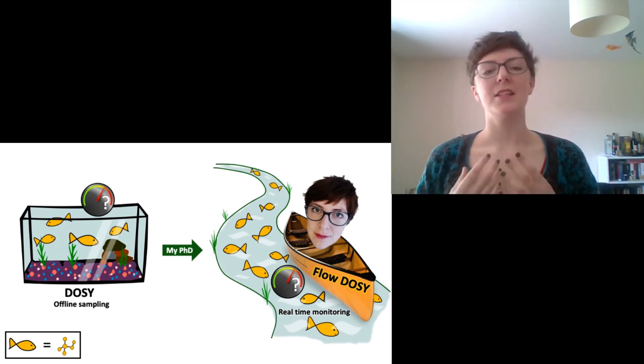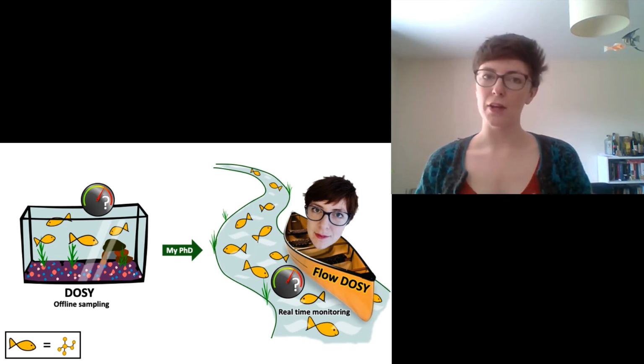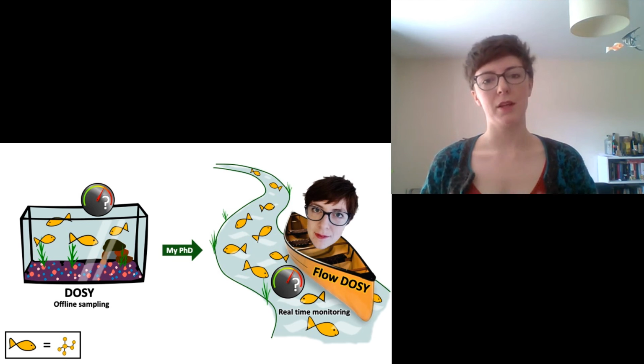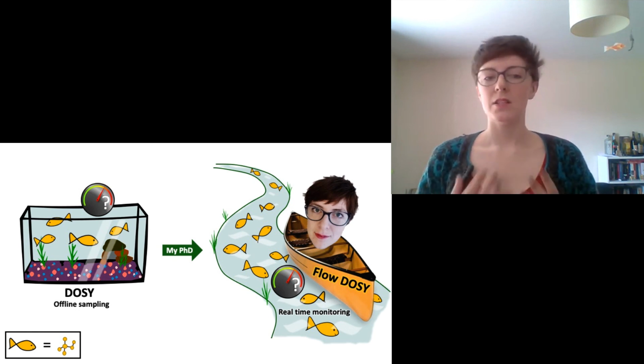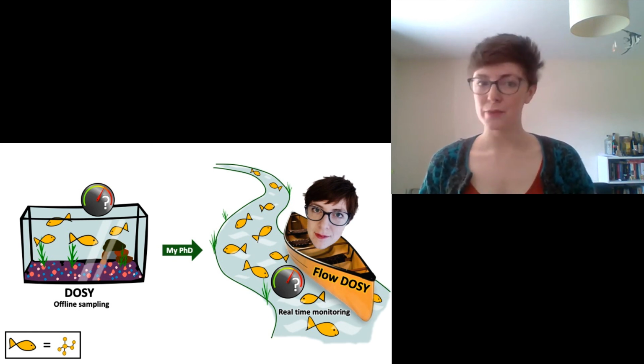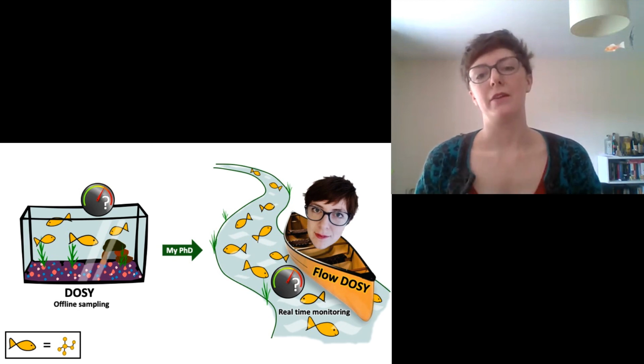I'm using this technique to study the formation of a renewable polymer or plastic. Flow DOSY allows me to watch polymer molecules growing in real time. As we learn more about how these molecules behave, we can design better sustainable plastics. So studying these molecular fish swimming in our river can help make real rivers and oceans a safer place for real fish to live.